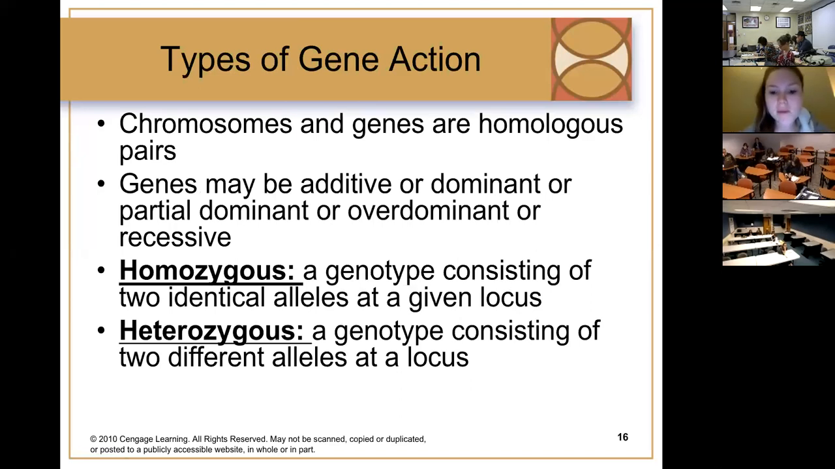So homozygous is basically just a genotype that consists of two identical alleles at a given locus. Remember, a locus is just a location on the chromosome, and alleles are the variants at a particular locus. So if a genotype has two identical alleles at that point, that's homozygous. Two of the same. And if a genotype has two different alleles at a locus, it's heterozygous. So make sure you keep that straight. Homo is the same, and hetero would be two different ones. Those are just two different genotypes that you could have.